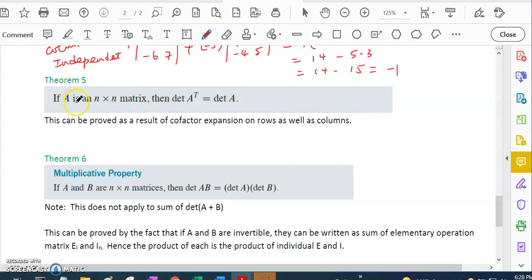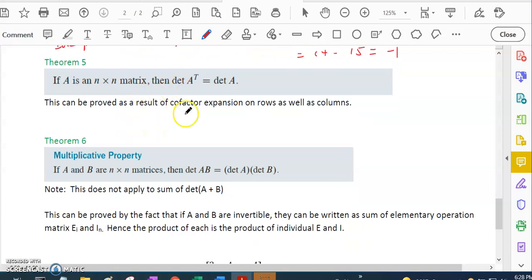Number 5, that is theorem 5 and 6. Two more theorems. Theorem 5: the determinants of A transpose and A itself are the same. It can be proven as a result of cofactor expansion, because if you rewrite your row as a column and you expand along the column, it's basically the same expansion. So that is the proof.